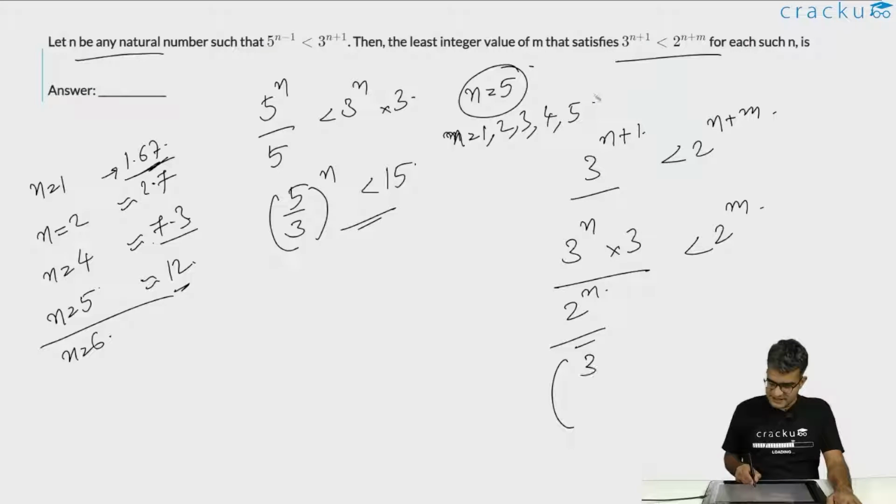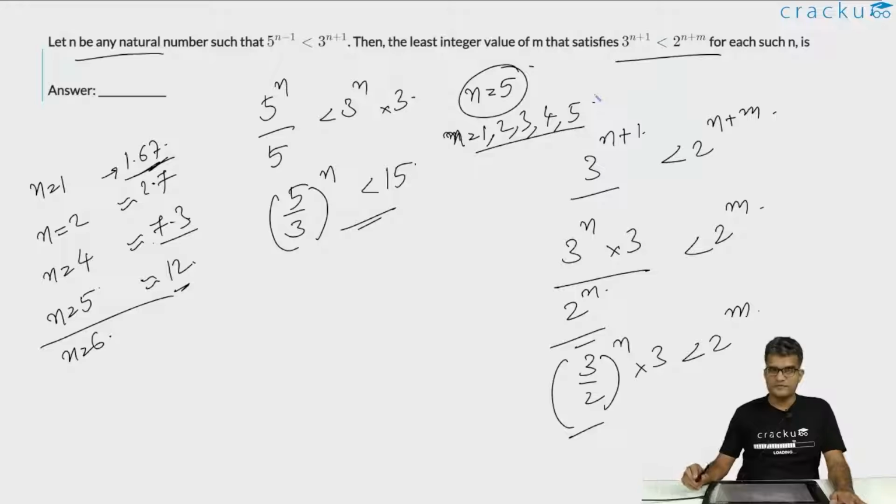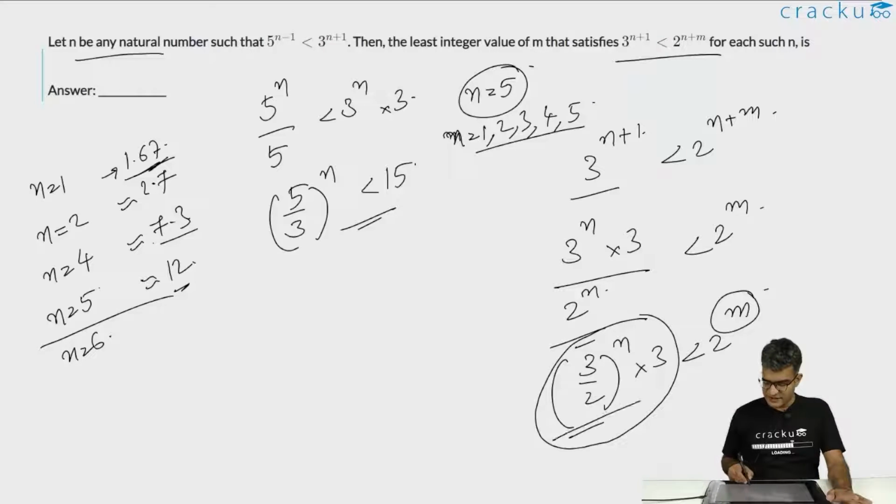That is, 3 by 2 to the power n into 3 should be less than 2 to the power m, when n is either 1 or 2 or 3 or 4 or 5. So for all values of n, when we select this m, 2 to the power m should be greater than 3 by 2 to the power n into 3. Now, essentially we have to look for the largest value of 3 by 2 to the power n into 3, and we have to select an m such that 2 to the power m is greater than this largest number.